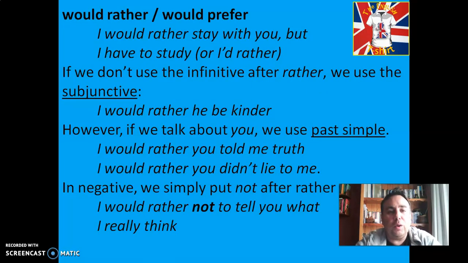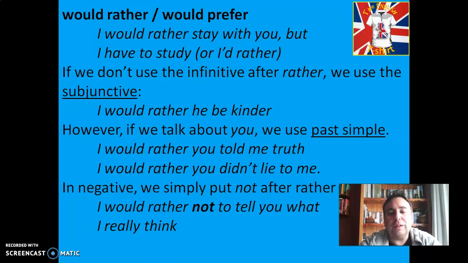Expressions with would include would rather or would prefer. I would rather stay with you, but I have to study. You can contract it in I'd rather. Yo preferiría quedarme contigo, pero tengo que estudiar. If we don't use the infinitive after rather, we use the subjunctive. I would rather he be kinder. Yo preferiría que él fuera más amable.